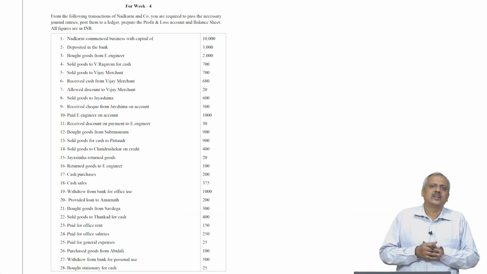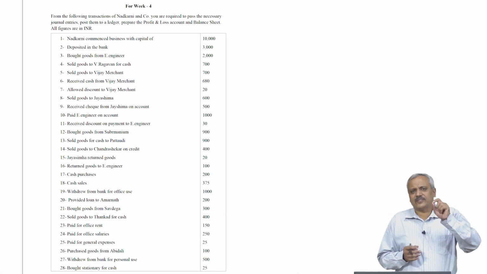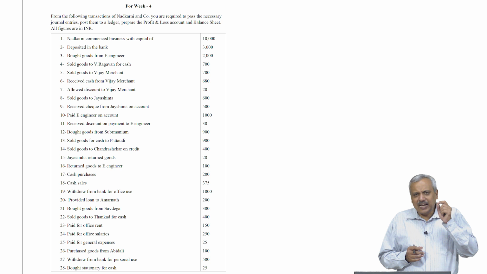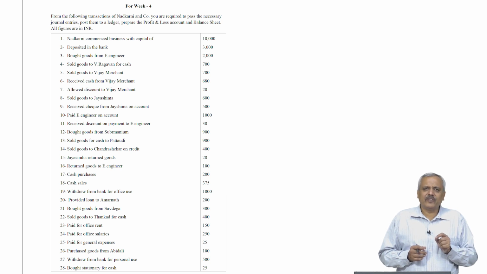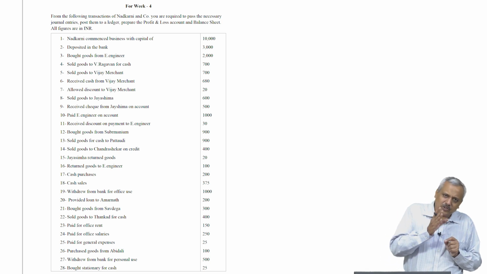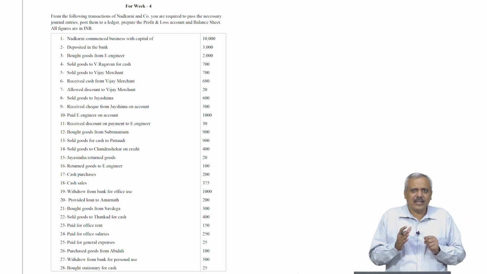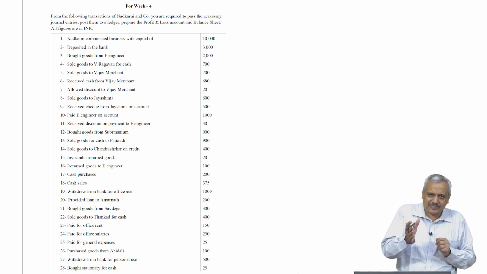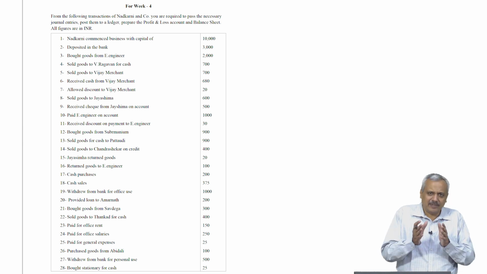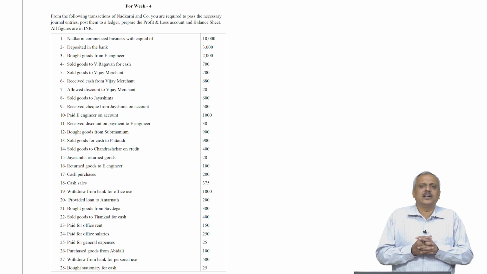Today we will take up a series of transactions. I have given you a series of transactions, which you can see, for week 4, please use this. We will take these transactions and go the typical accountant's way. When I say the typical accountant's way, we will start recording each of these transactions, as I said in the last class, in a book called the journal.